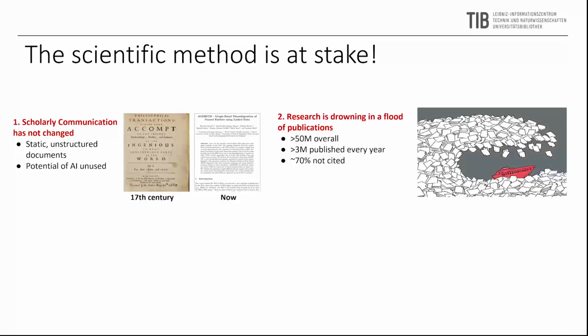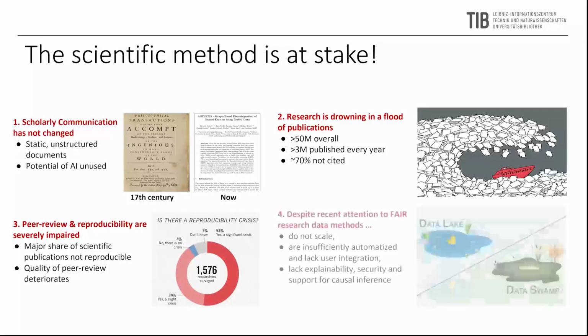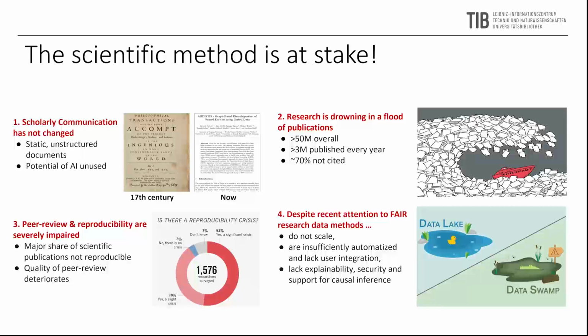So in addition to that, we see also a flood of publications. So there are actually more than 200 million publications out there. More than 3 million are published every year, and some researchers claim that a large part of this scientific literature is not cited, which raises the question of the contributions they made. Also, we have the reproducibility crisis with a large part of research not being reproducible. And we now have a lot of attention to research data, but we need to be also very careful that we do not end up with a data swamp instead of a nicely organized data lake, because we, for example, have not sufficient user integration or insufficient automation. We need to improve the explainability of research data and many other aspects.